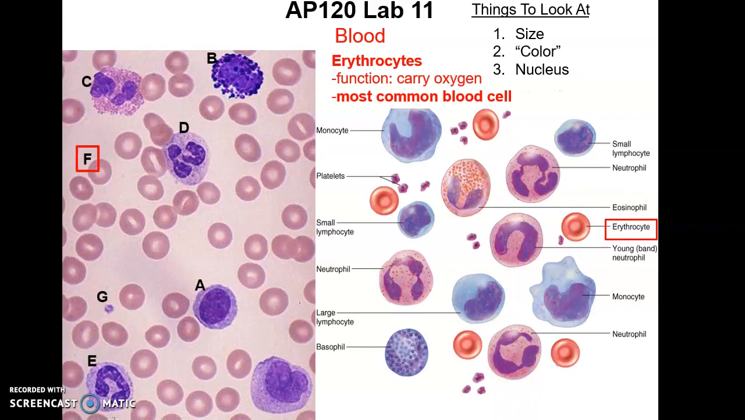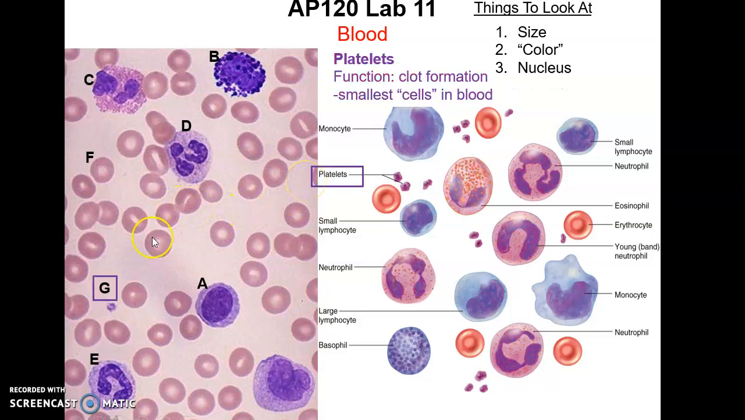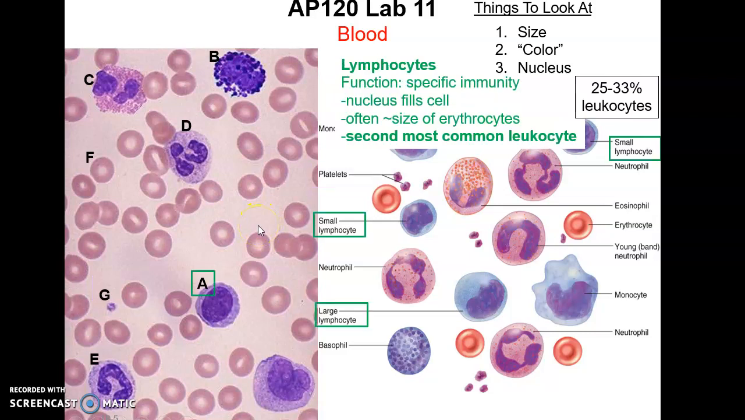So erythrocytes, again, most common blood cell is the erythrocytes. They are reddish in color, they have a biconcave shape, it sort of looks like they're little donuts, kind of, and their function is to carry oxygen. Then we have platelets. Platelets are little tiny structures, much smaller than red blood cells, and platelets help in clot formation, so very important for helping to stop blood loss.